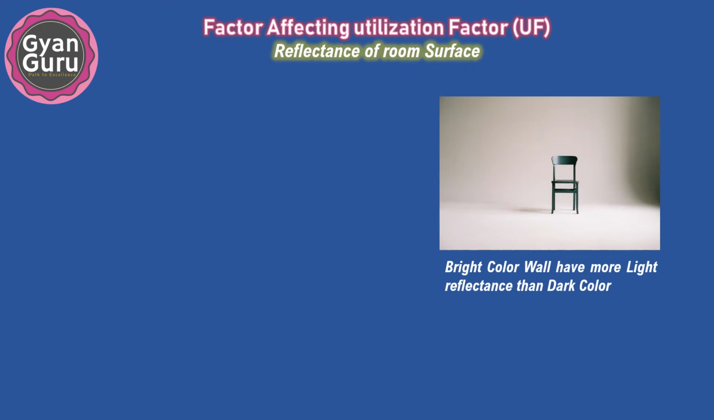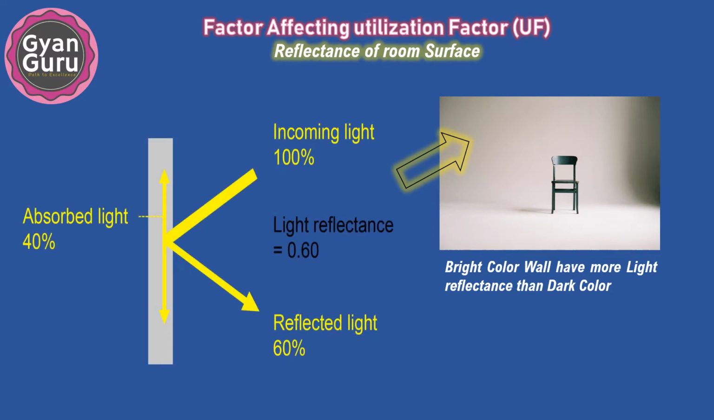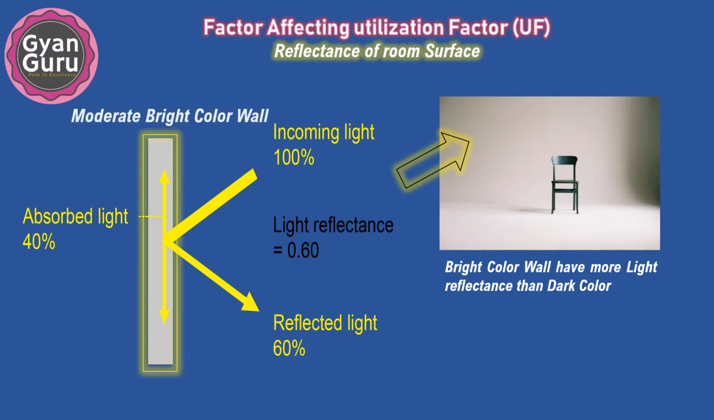Wall surface finishes can play a significant role in maximizing the efficiency of a lighting system because lighter finishes can produce relatively higher light levels and perceptions of brightness. Let's see the figure to understand the reflectance. Suppose there is a wall having moderate color finishing, meaning not much dark, not much bright.